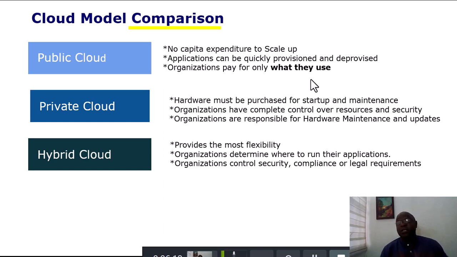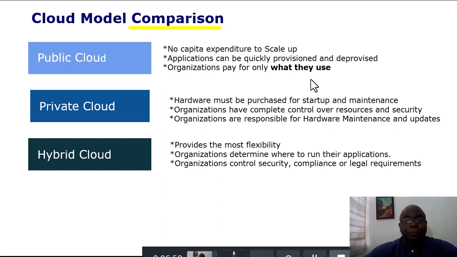Applications can quickly be provisioned and deprovisioned, meaning that later on, when we get to one of the modules, I think module 3, you will see that we have a particular class of virtual machines called quick start. Even within 2 minutes you can spin up a virtual machine. All it requires is for you to put in a username and a password. Pew! A virtual machine is running. Every other thing has been pre-configured for you. One good thing about this is that you only pay for what you use.